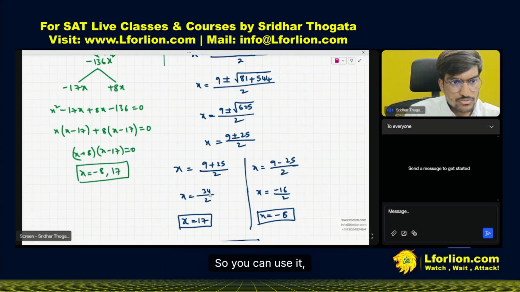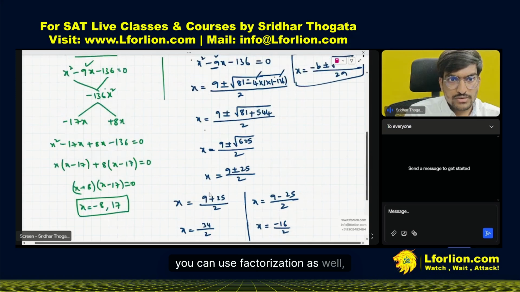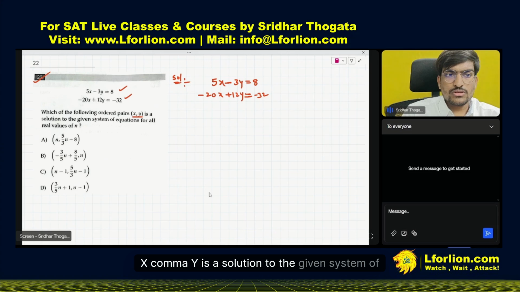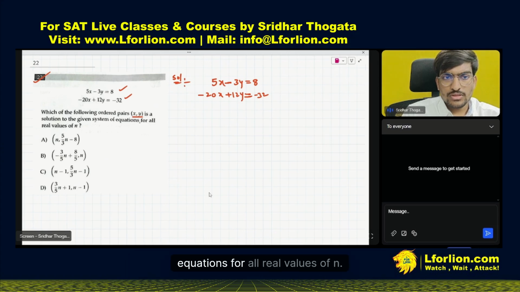So you can use factorization as well if you're comfortable. Question number 22. The given two equations. Which of the following ordered pairs (x, y) is a solution to the given system of equations for all real values of n? So the given ordered pairs are the possible solutions.